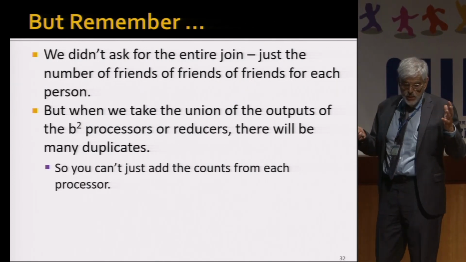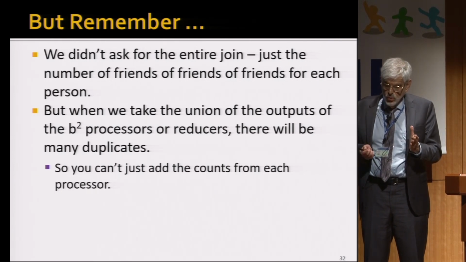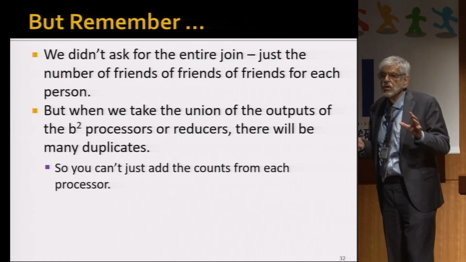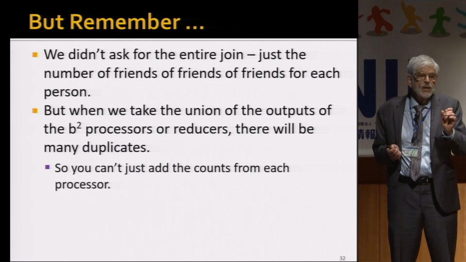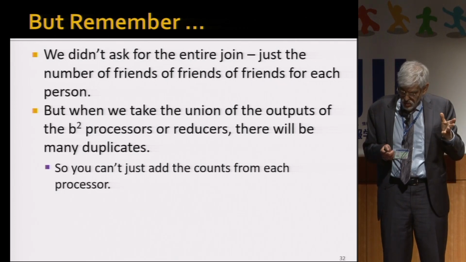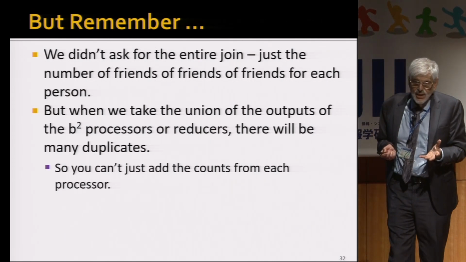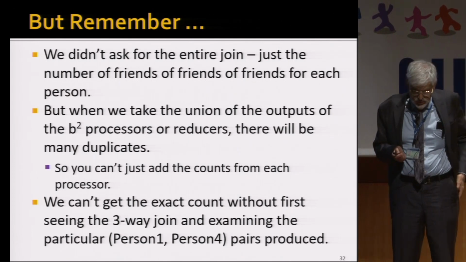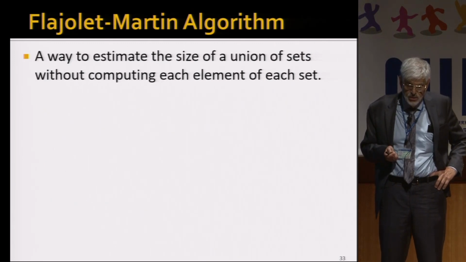Well, again, you have these B-squared processors, and you could just do the count for every person locally, but you can't then just add the counts, because there will be duplicates. That is, two different processors may discover that you have the same friend of friend of friend. Okay. So it's not clear that you can do these counts and take advantage of the parallelism. Well, so we have to use another way. We're not going to do the exact count, as I said.